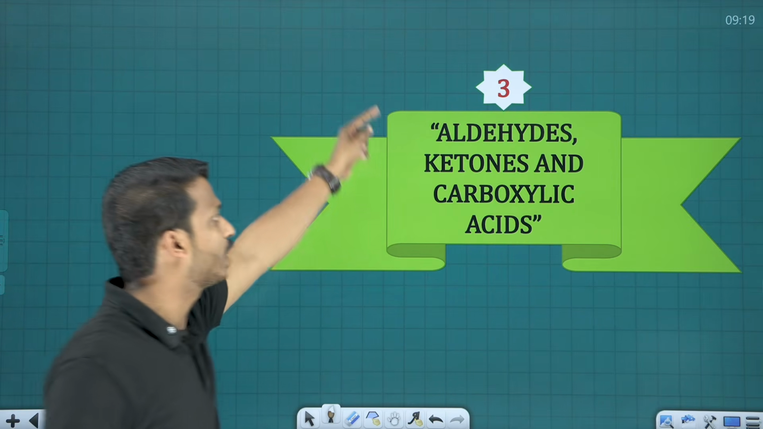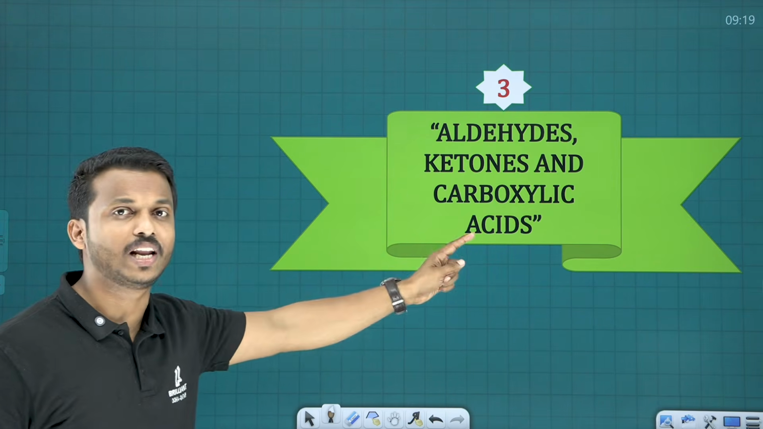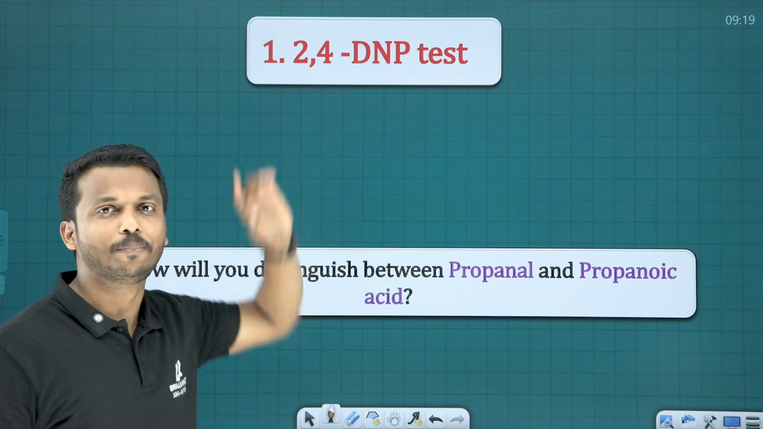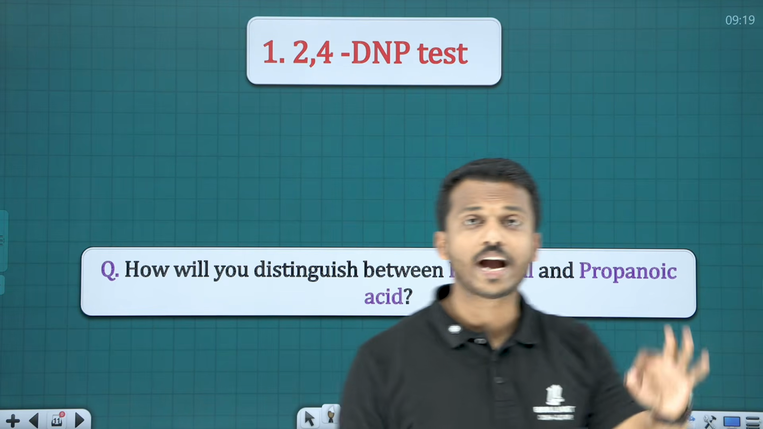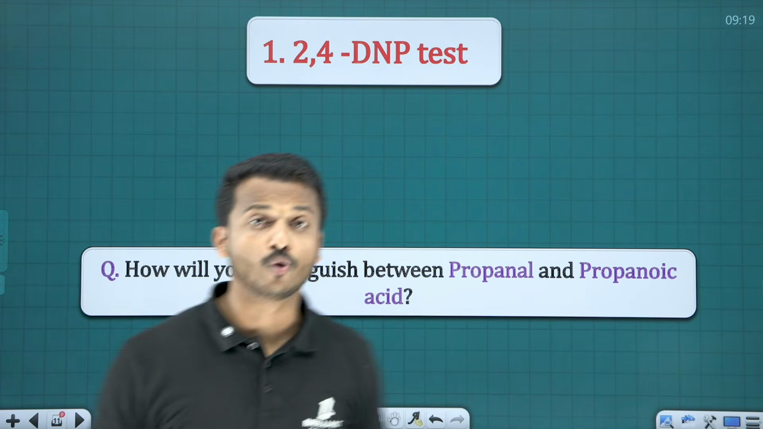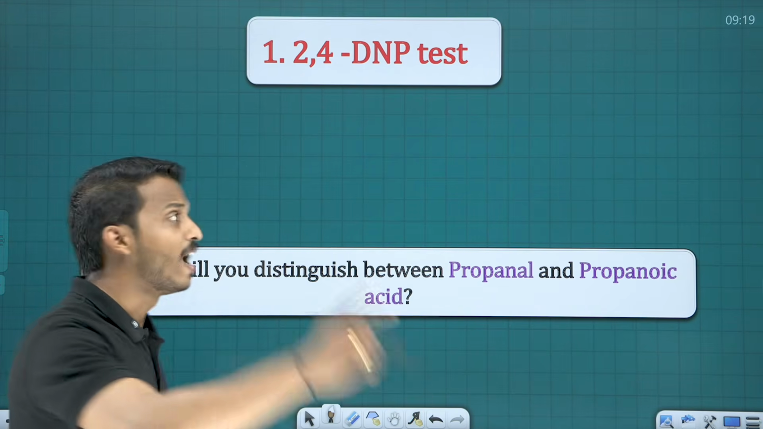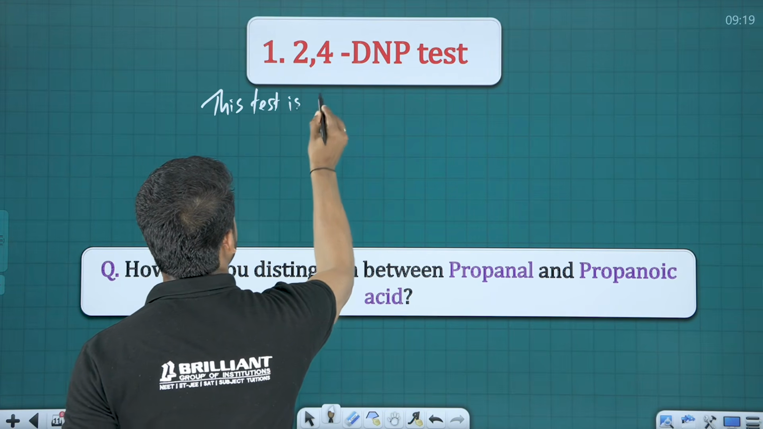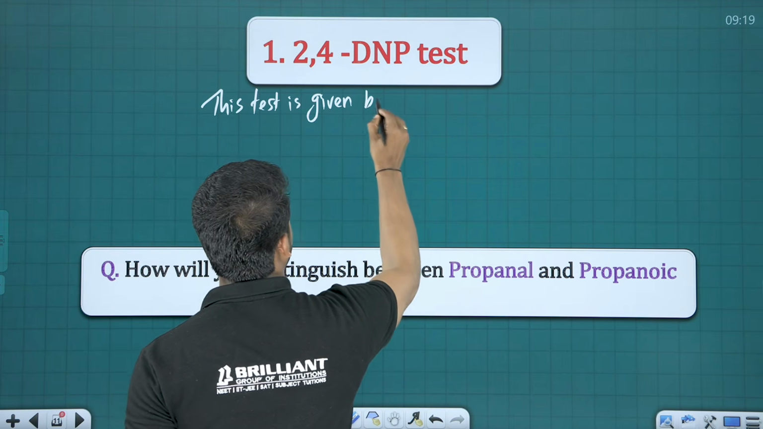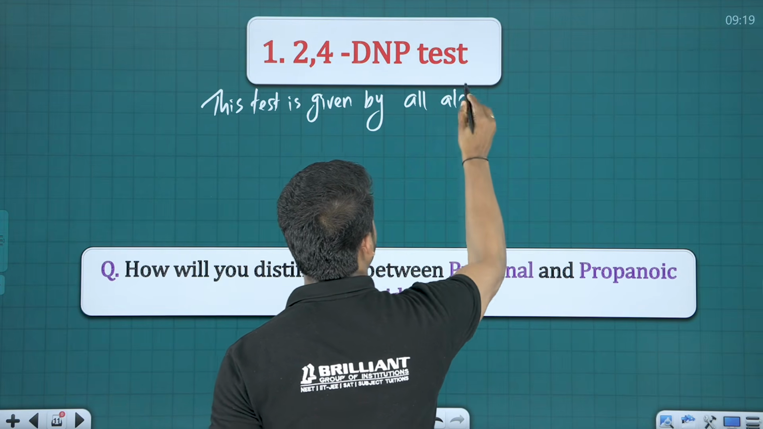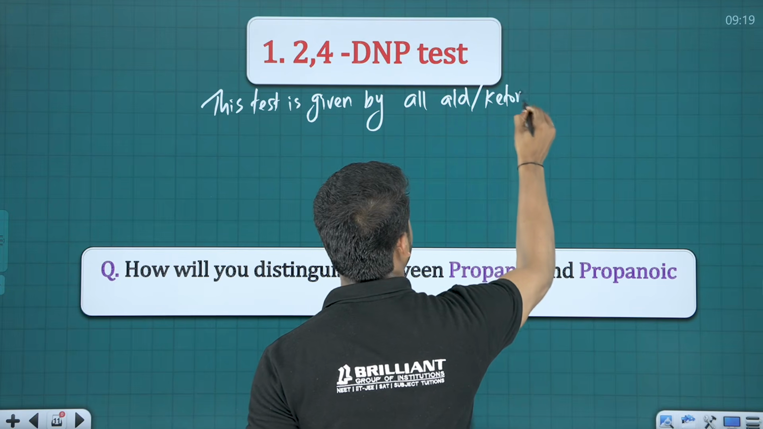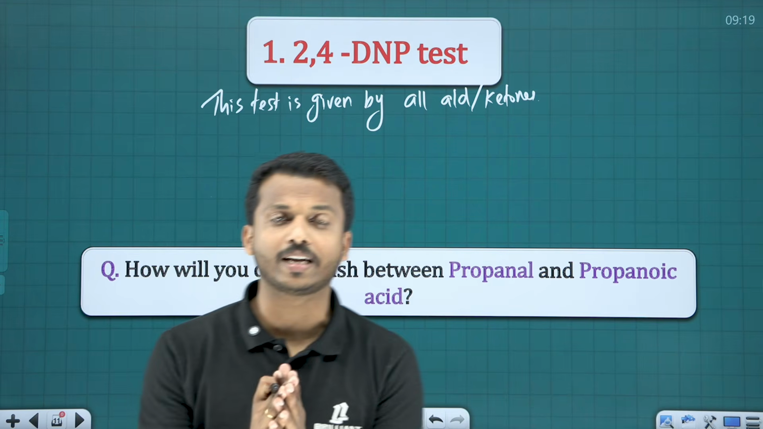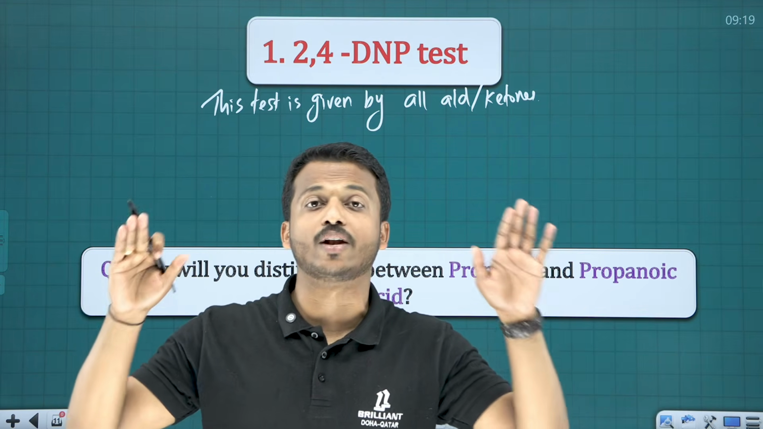Now we are going to the chapter aldehydes, ketones and carboxylic acid. Around 5 distinguishing tests we have to study, my dear. 2,4-DNP. What is the full form? 2,4-dinitrophenylhydrazine. All of you note it. This test is given by all aldehydes and ketones. So you should know what is the test and who gives this test. 2,4-DNP test is given by all aldehydes and all ketones.